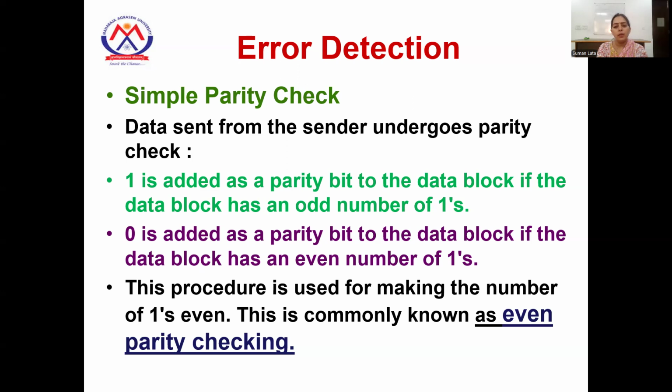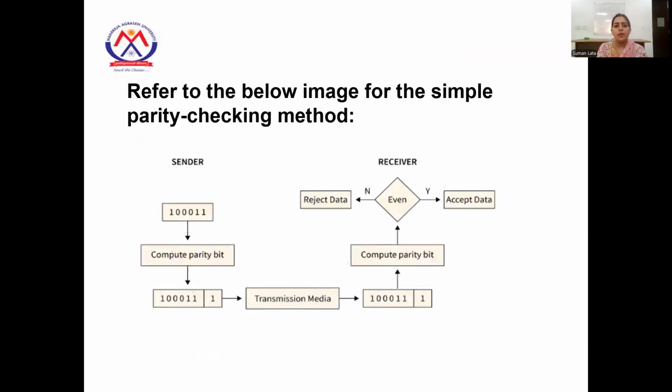This procedure is used for making the number of ones even. This method is commonly known as even parity checking. Refer to the figure here. At the sender, we have 100011, compute parity bit. Now we are transmitting the data with an additional 1 added because in the sender the number of ones is odd. So we have to add one more bit and compute the parity check.